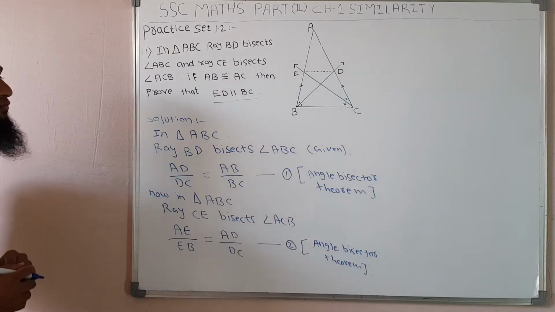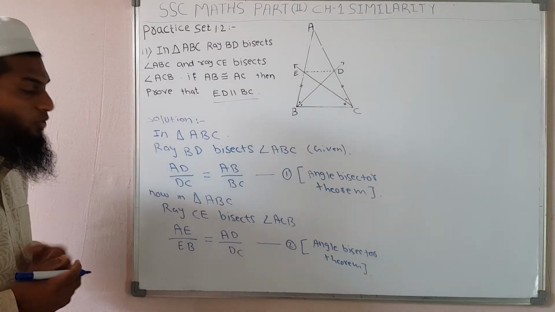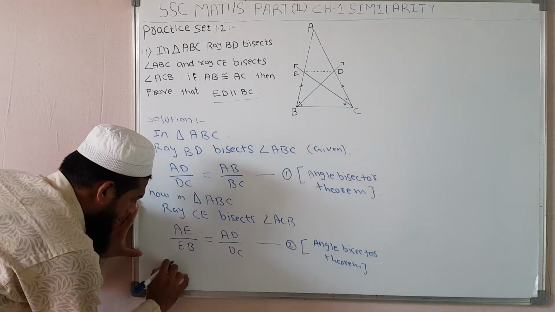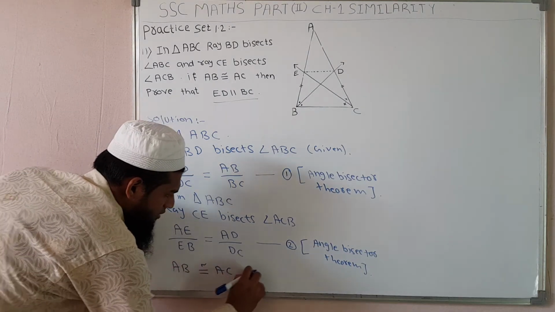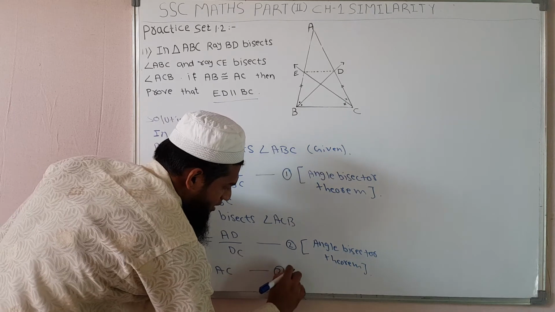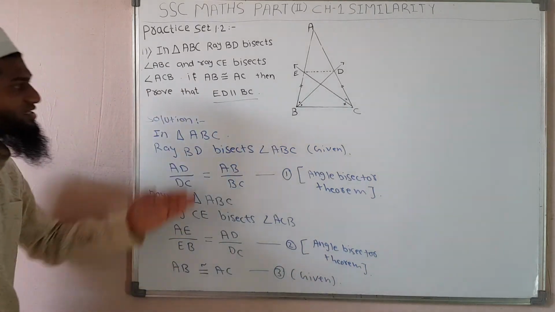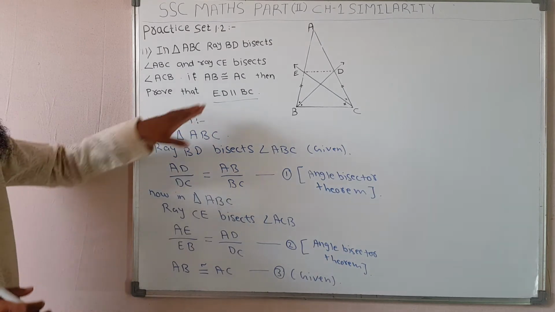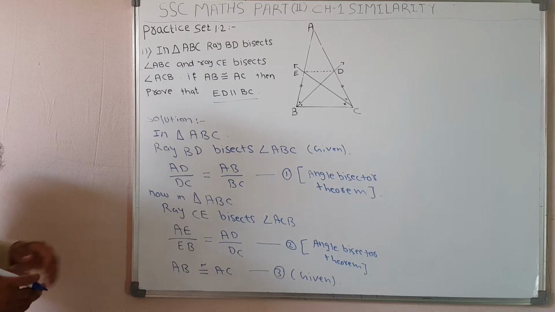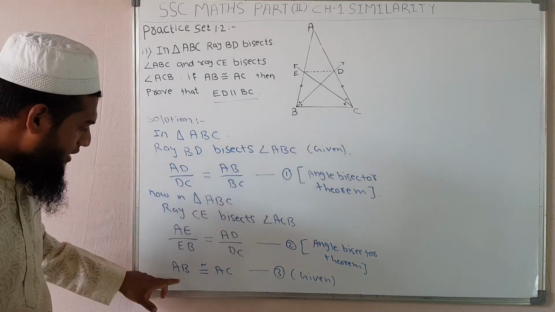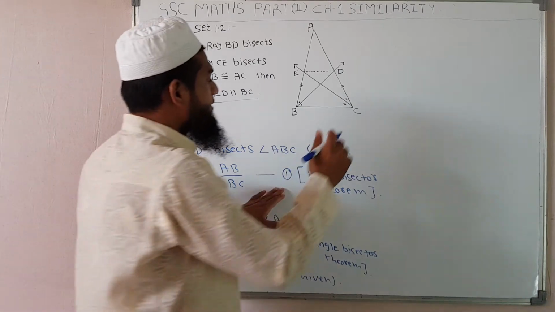Okay, and we know that AB is congruent to AC. This is equation number 3. What is the reason? Given. Okay, this is given in the question, AB is congruent to AC. Then here we can write that AB and AC are same.